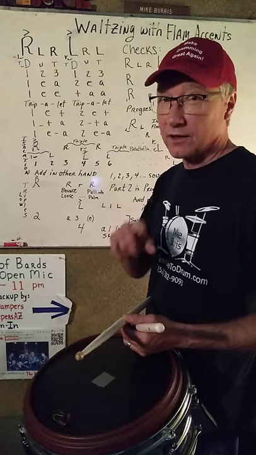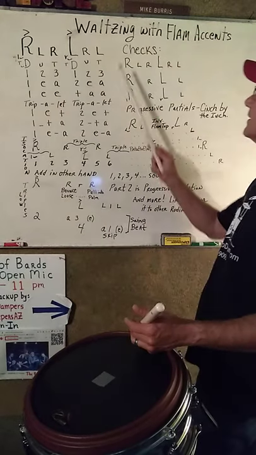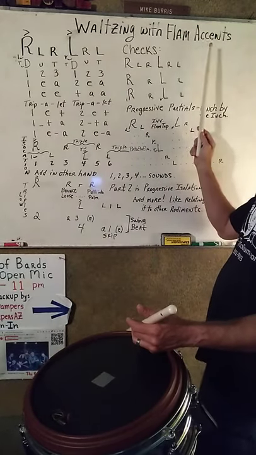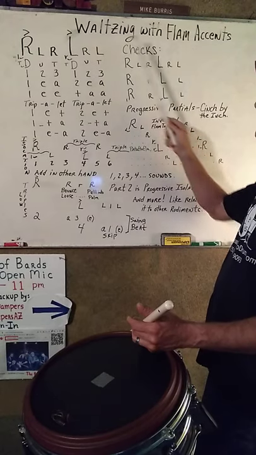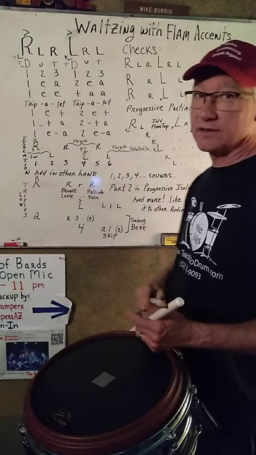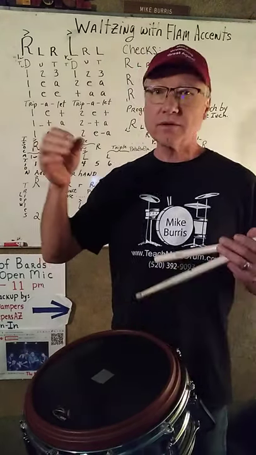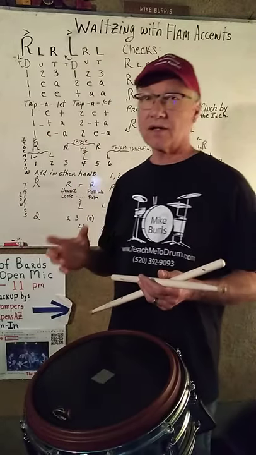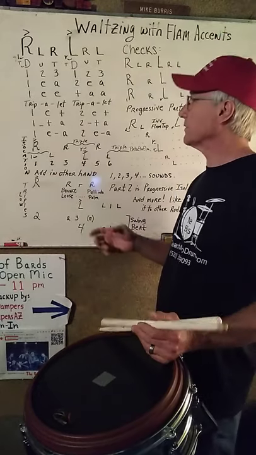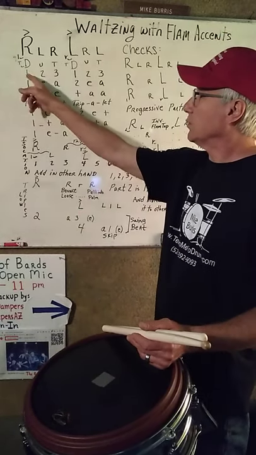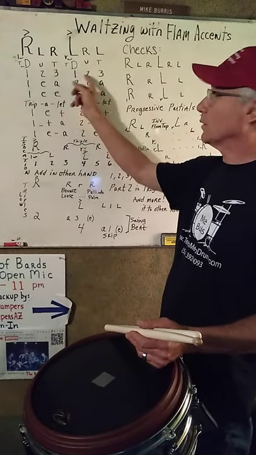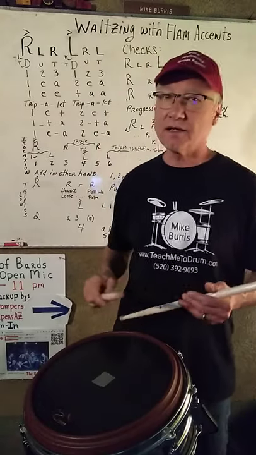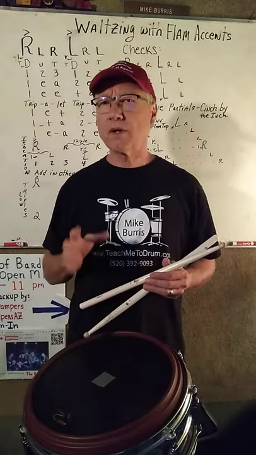A small little building block used by a lot of larger rudioments. I call it waltzing with flam accents. You know, the waltz is 1, 2, 3, 1, 2, 3, 1, 2, 3. There's a lot of waltzes. These are a few of my favorite things as a waltz. And so we count 1, 2, 3. 1, 2, 3.